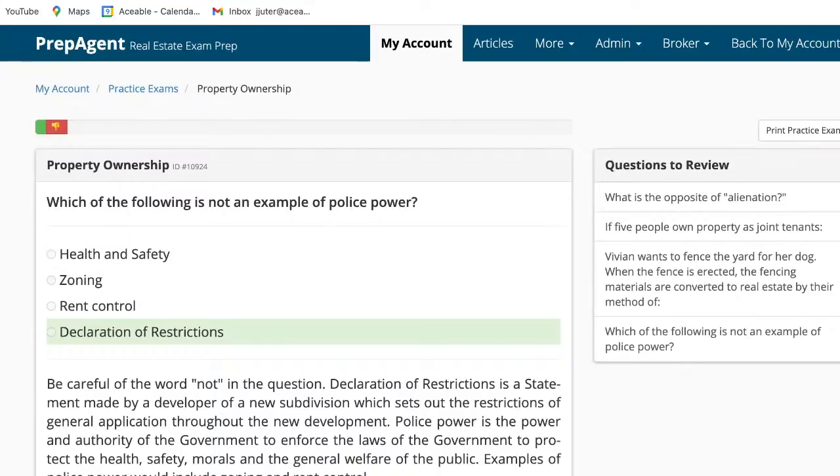What is the fundamental difference between police power and eminent domain? What do you guys think? I'll give you a hint. Ready? Cha-ching, cha-ching, cha-ching. I feel like that's the internal sound for money, right?